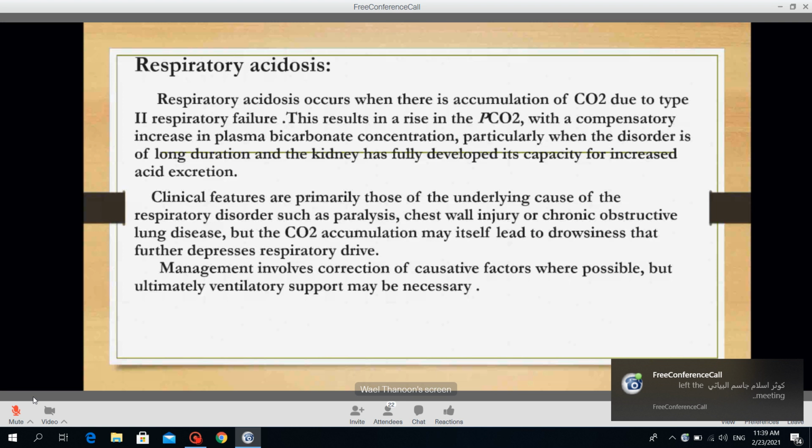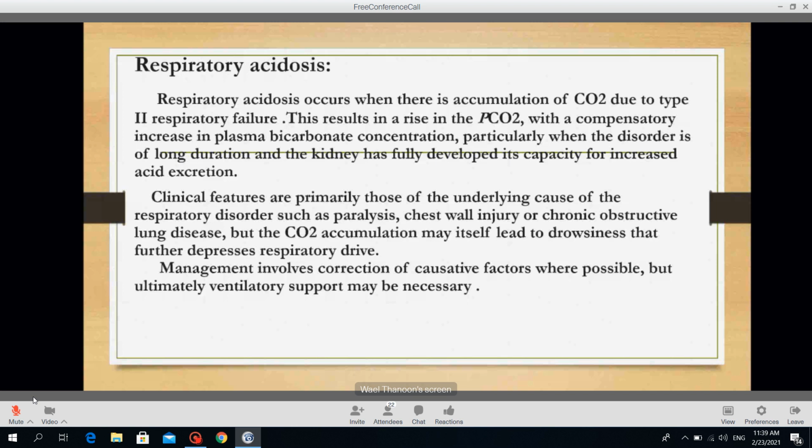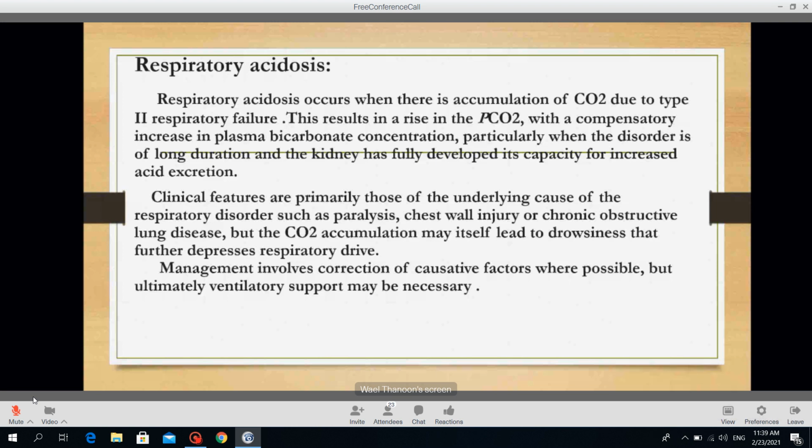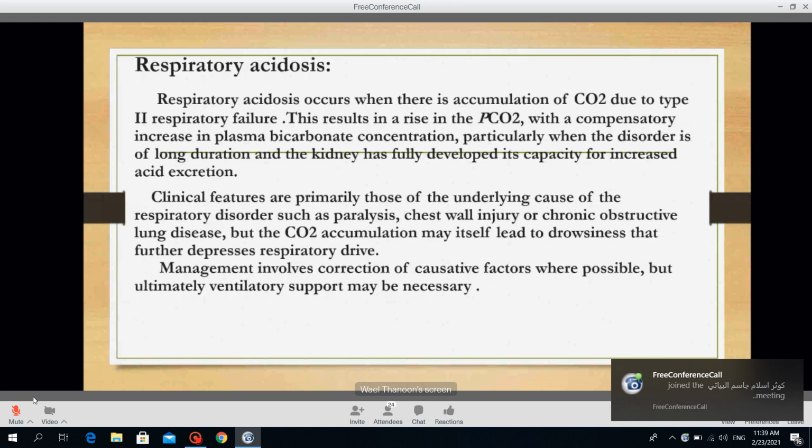ion or acid. Clinical features are primarily of the underlying cause of the respiratory disorder, such as paralysis, chest wall injury, chronic obstructive airway disease, but the CO2 accumulation itself may lead to drowsiness and further depression of the respiratory drive. طبعا عندنا راح تاخذون ان شاء الله بالعملي signs of CO2 retention اللي هي somnolence, increased somnolence يعني المريض somnolence او stuporous يعني انسان 24 ساعه مغفي ما له لياقه. طبعا يصير warm hands due to peripheral vasodilatation of CO2 يعني CO2 retention will cause peripheral vasodilatation, bounding pulse, large volume bounding pulse و bounding يعني يضرب قوه.